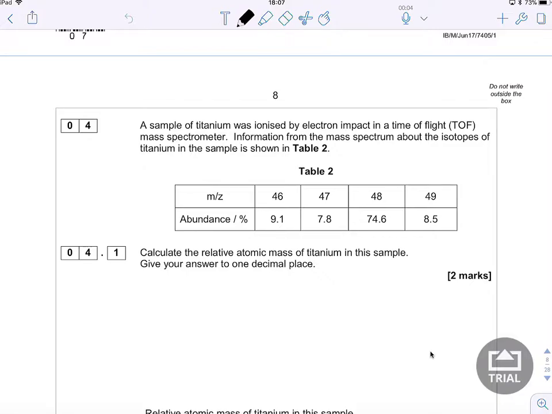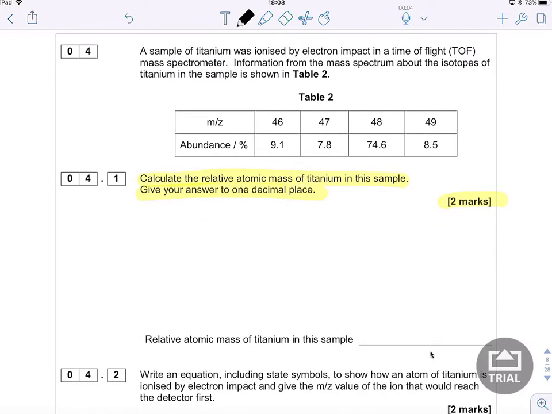Okay, question 4 is about calculating relative atomic mass, and then it goes on to look at time of flight mass spectrometer. So the first question is, using the data in the table, calculate the relative atomic mass of titanium in the sample, give your answer to one decimal place, and this is worth 2 marks. So this should be fairly straightforward.